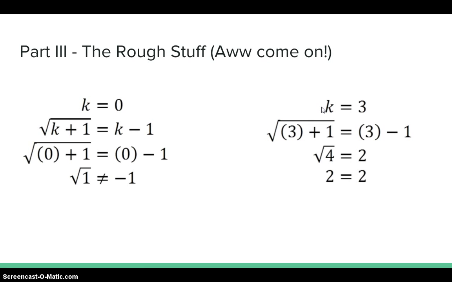So please, please, please, I'm not asking, I'm telling you, check your work. If you do not check your work, you will not get full credit for these problems, because you're going to end up with both solutions, and you have to be able to tell me which one is the correct one.